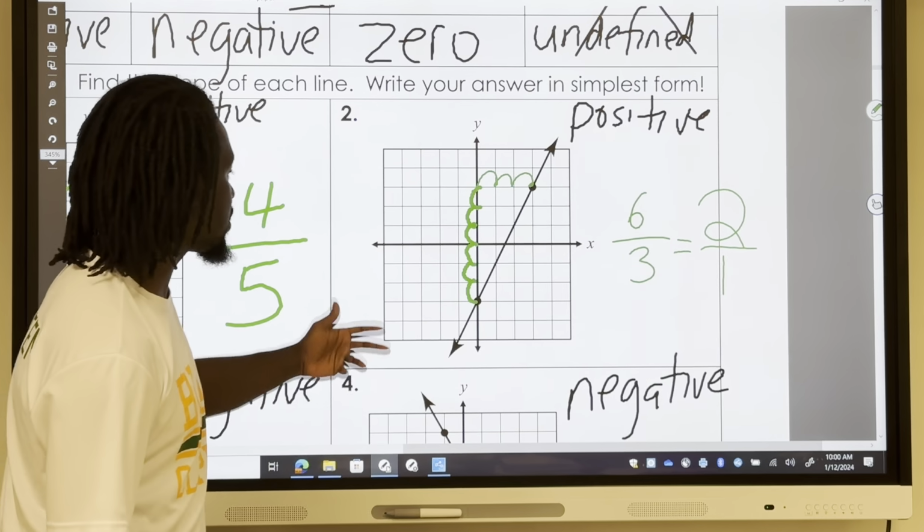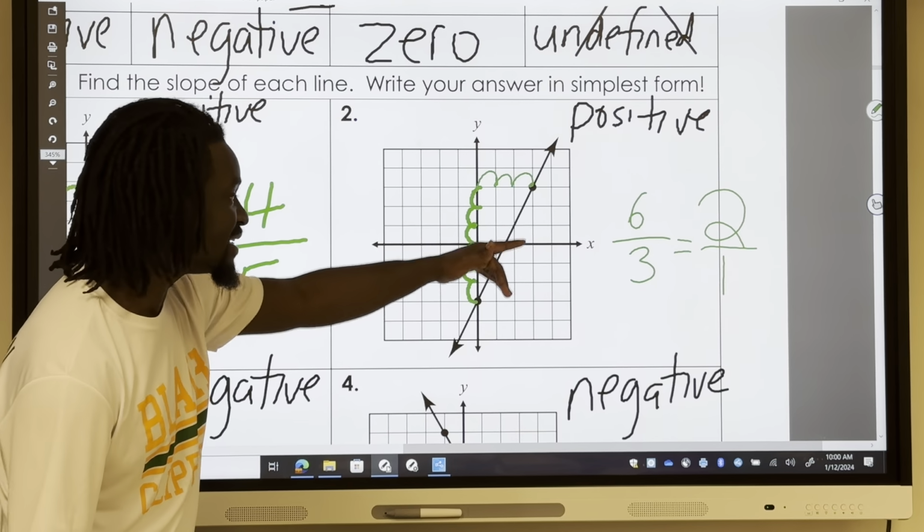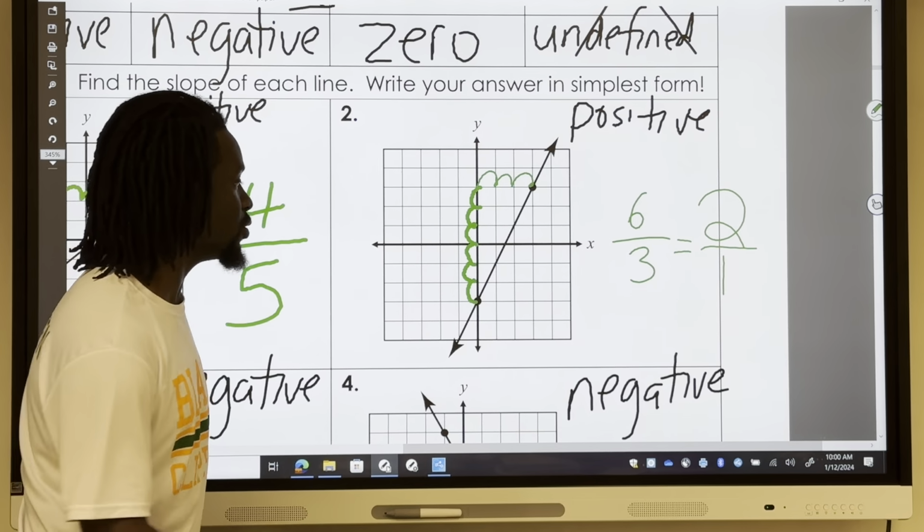So I want to take a moment and show you that that is the slope. Imagine I started off here and I went up 1, 2, and then I went over 1. Hopefully you see that now I'm still on the line. If I go up 2, over 1, I'm still on the line. Up 2, over 1, I'm still on the line.